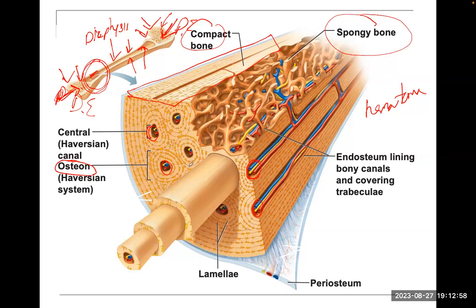These concentric rings that go around are called lamellae or concentric lamellae. The outer part of the bone is called a periosteum. The inner part of the bone is called an endosteum. So the periosteum, this is the layer where muscles attach to bone by way of tendons, and where bone attaches to bone by way of ligaments. That would be the periosteum.